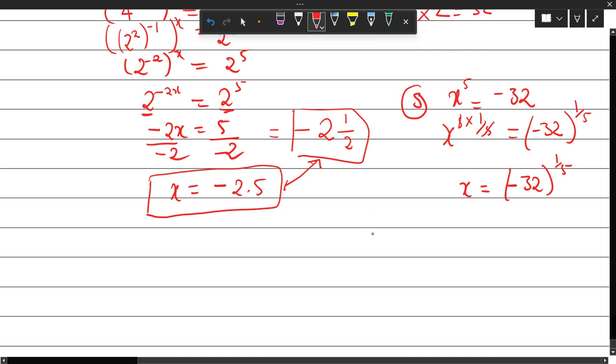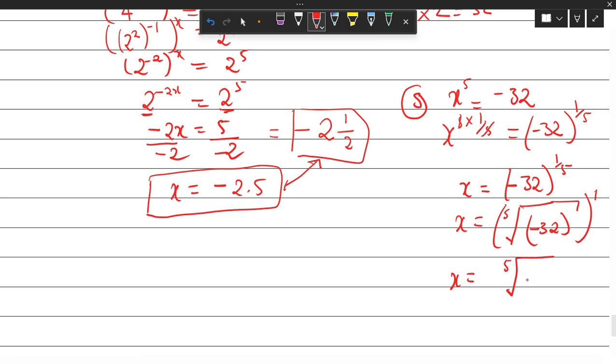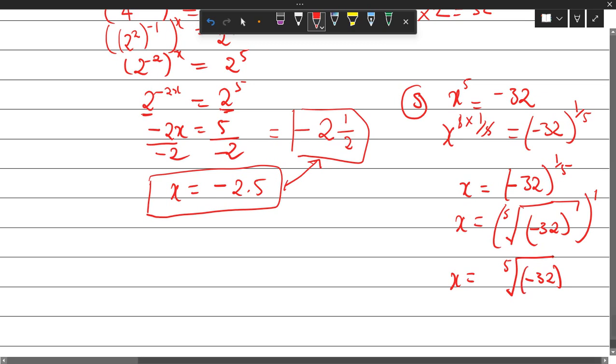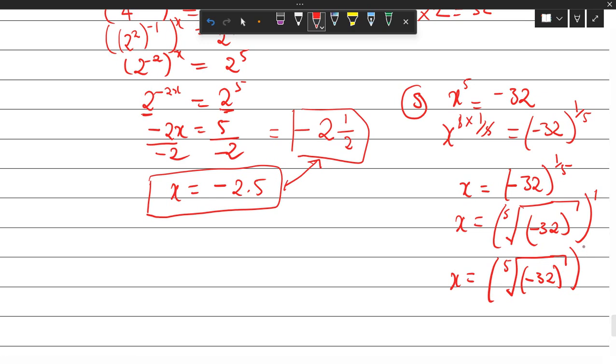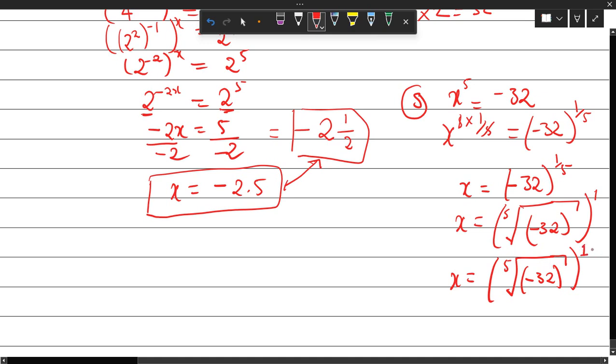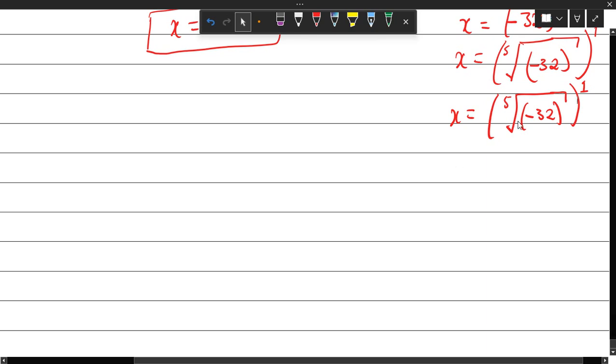Okay, so this is the same as x equals to, so we can write it with a root, since it's a fraction. Here the denominator is 5, then we have negative 32, everything to the power of numerator 1. So x is equals to, we can just write it like this: the 5th root of negative 32 to the power 1. So the 5th root of negative 32. So we are looking for a number which we can multiply by itself 5 times to give us negative 32.